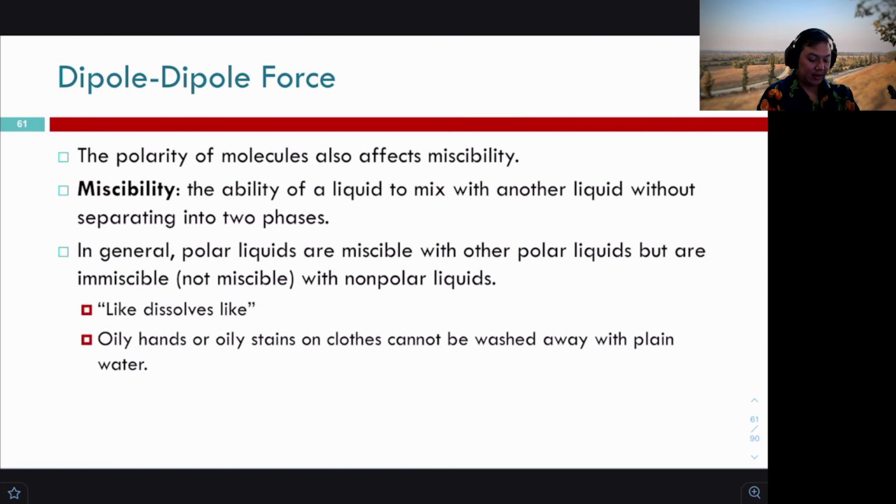So again, it's our polar molecules that have dipole-dipole forces, and this affects miscibility, which we did talk about a little bit here. For me, I remember miscibility, and every time I see it, I remember this as mixability. So it's the ability for two liquids to mix together. Similar to if you put salt in water, it'll completely dissolve. If you add two miscible liquids, they will completely combine, and you won't be able to tell one apart from the other.